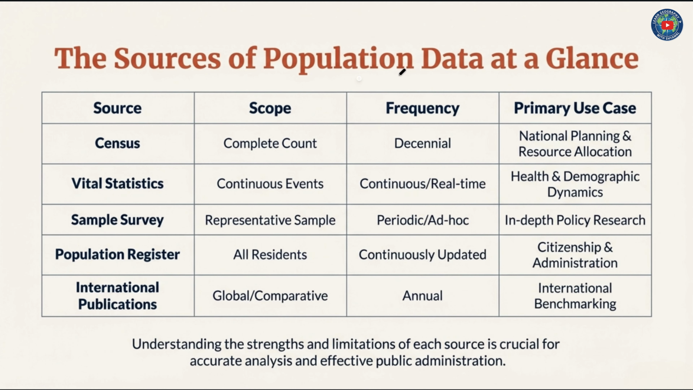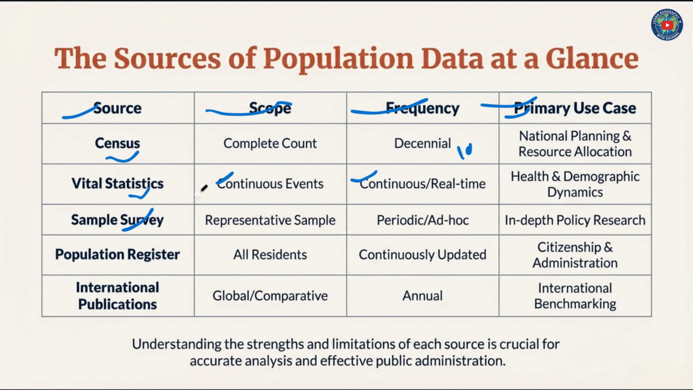The sources of population data at a glance: source, scope, frequency, primary use. Census: scope, complete count; frequency, decennial, that is every 10 years; primary use case: national planning and resource allocation. Vital statistics: scope, continuous events; frequency, continuous and real time; primary use case: health and demographic dynamics.